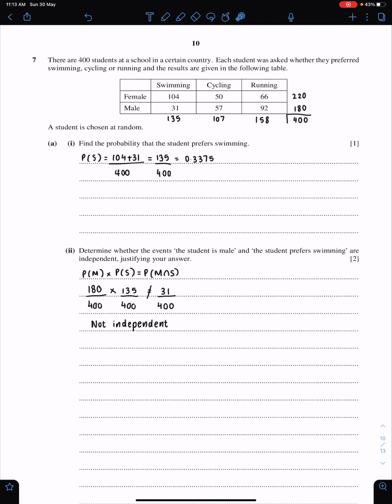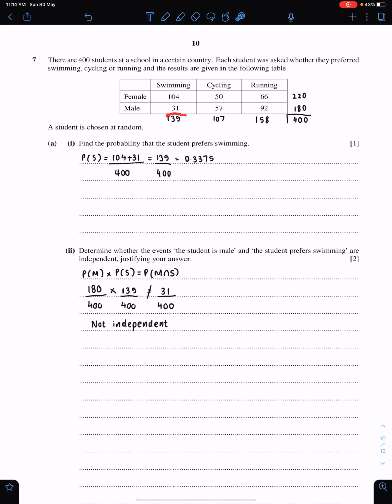There are 400 students at a school in a certain country. Each student was asked whether they preferred swimming, cycling, or running, and the results are given in this table. Get the totals of these numbers, horizontal totals and vertical totals. This is very important. A student is chosen at random. Find the probability that the student prefers swimming.